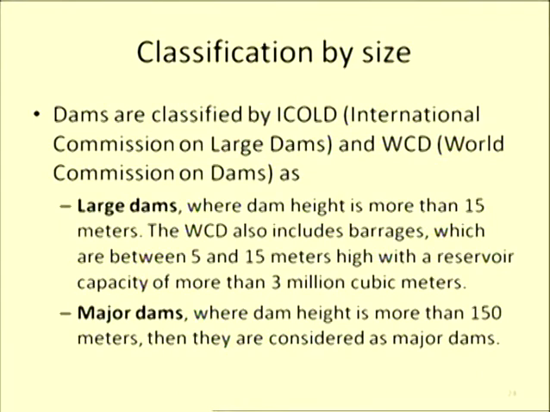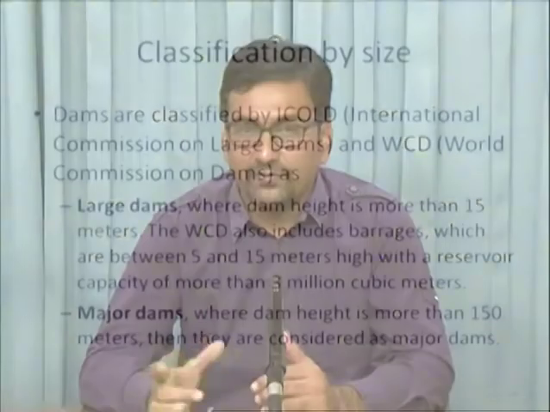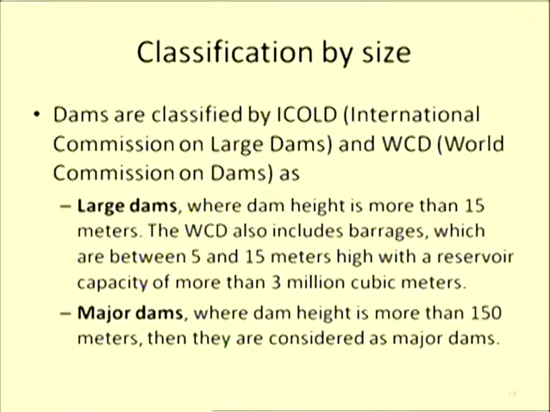The second criterion the World Commission on Dams has taken, not only for dams but also barrages or weirs, is that if the height of the dam is between 5 to 15 meters but the total reservoir capacity is in excess of 3 million cubic meters, as you will see on the screen, then that is also a large dam. The capacity of a reservoir is measured in terms of the cubic content of the water available.